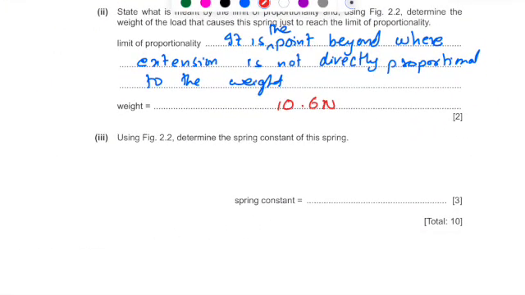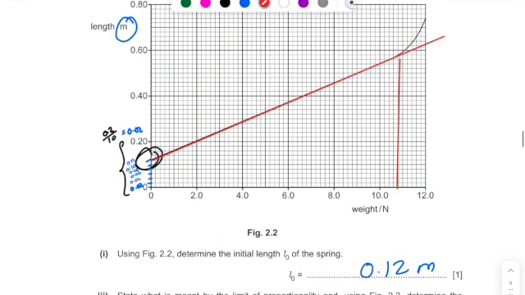So 10.6 newtons. Using figure 2.2, determine the spring constant. So force equals kx, k equals force upon x. What was the force? We can take force at any one point. So I'm going to take the force at maybe 8 newtons. I draw over here at 8, hit the graph and bring it out over here.